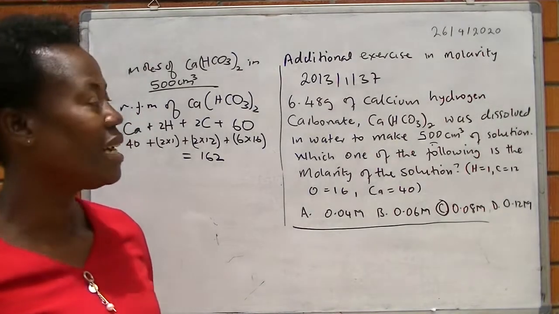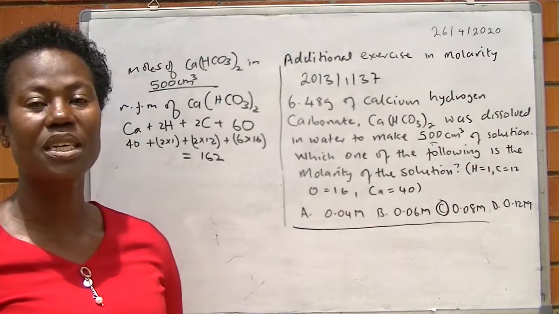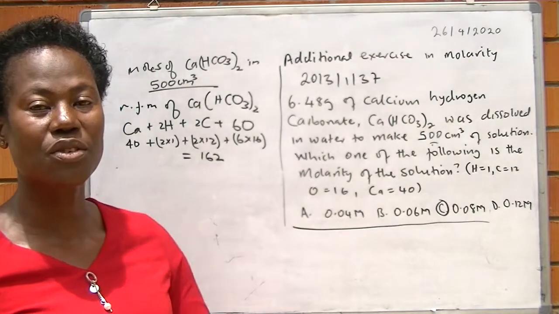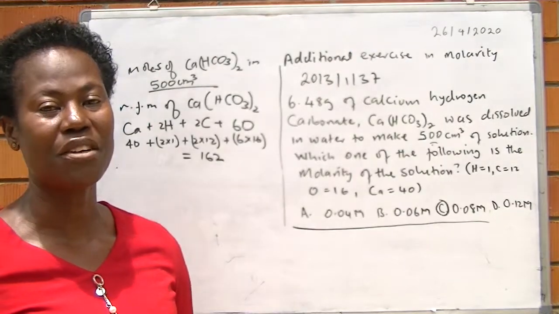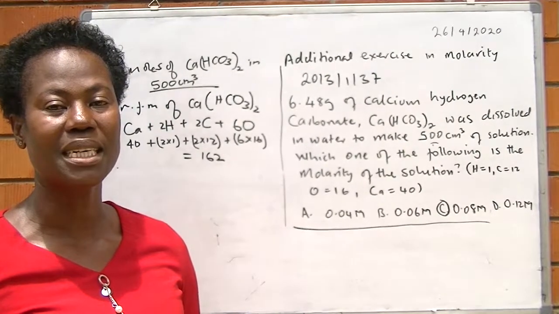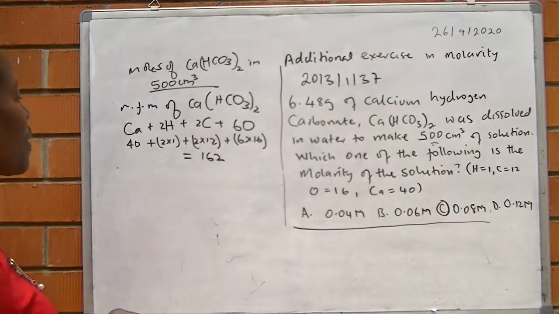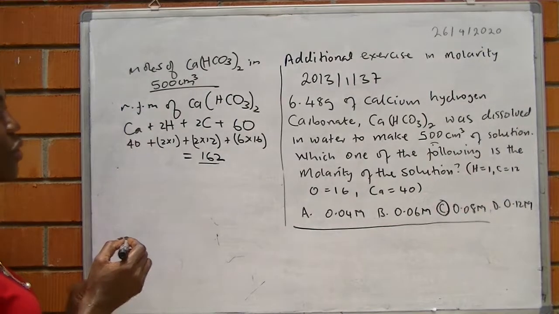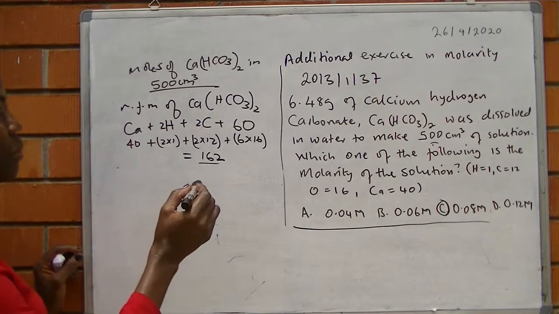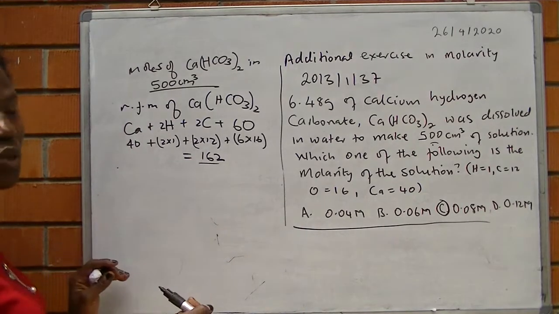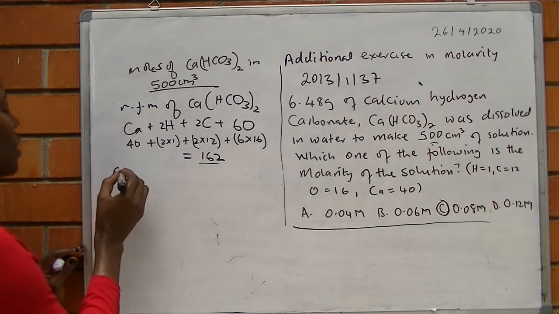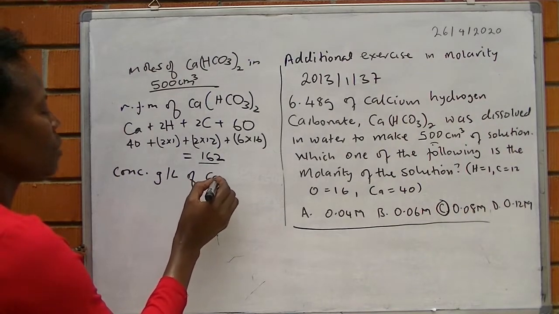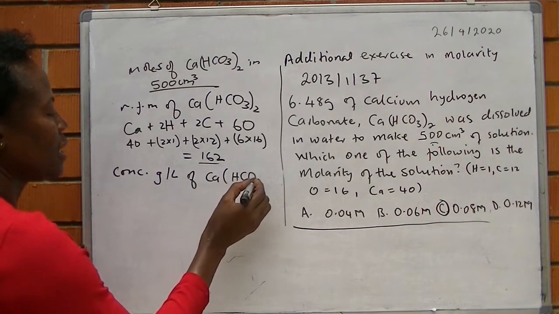The second method is to obtain the concentration in grams per liter, or the grams that are dissolved in a liter. Then we can use those grams to calculate the molarity by finding the moles that are contained in that liter. To remind you, this was the relative formula mass of the calcium hydrogen carbonate. We can leave it here because it will be used later. So concentration in grams per liter of calcium hydrogen carbonate.